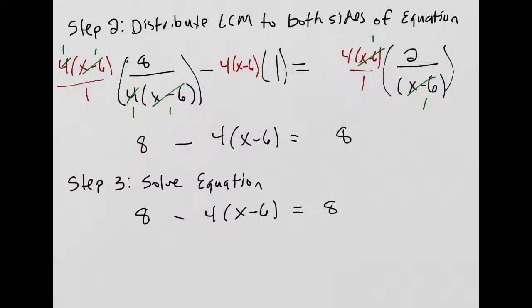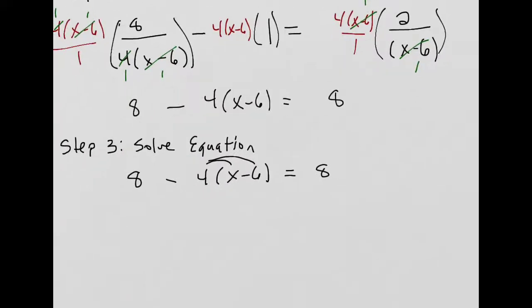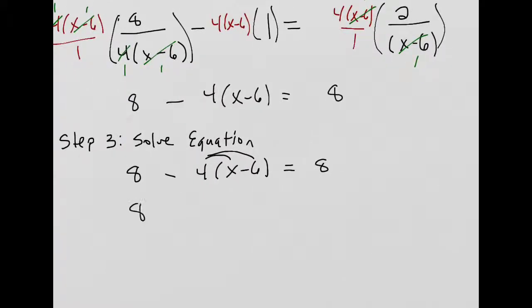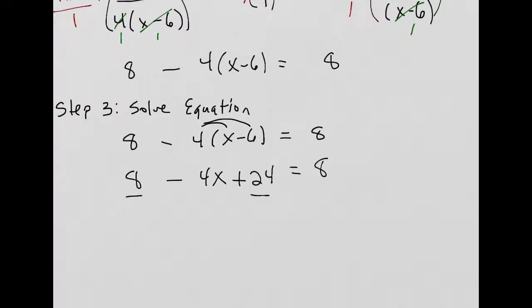Okay, I've just rewritten our equation. The first step in solving that equation is to distribute this negative 4 through that x minus 6 group. If we do that, I leave the 8 the same, and then negative 4 times x is minus 4x. Negative 4 times negative 6 is plus 24. On the other side, I have 8. And now I can combine like terms. On the left-hand side, I've got an 8 and a 24. If I combine those, 8 plus 24 is 32.